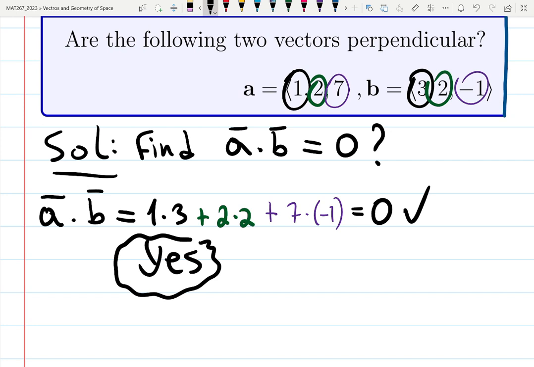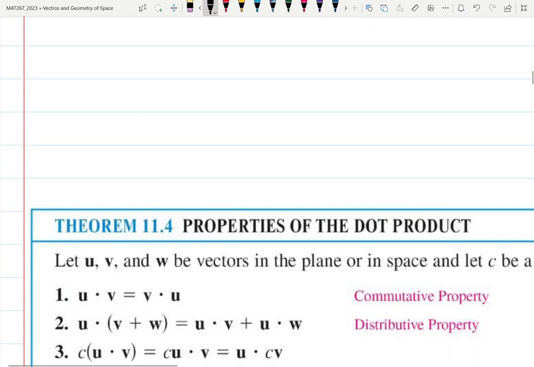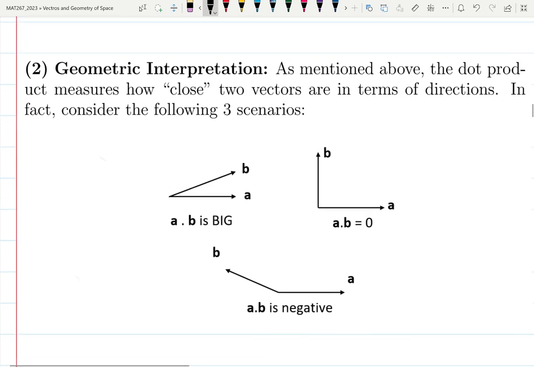That's it. But the cool idea is following from here. Very interesting idea, which I never thought of until I got to teach this class, actually. So, very cool idea. I'll show you this a little bit later. Here it is, geometric interpretation.